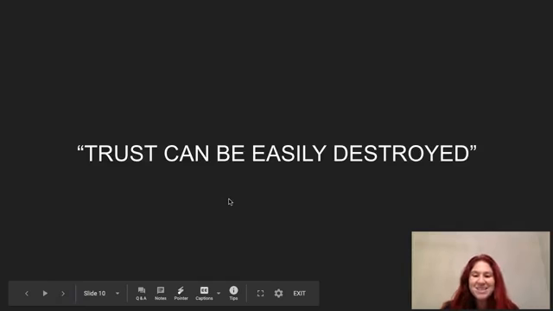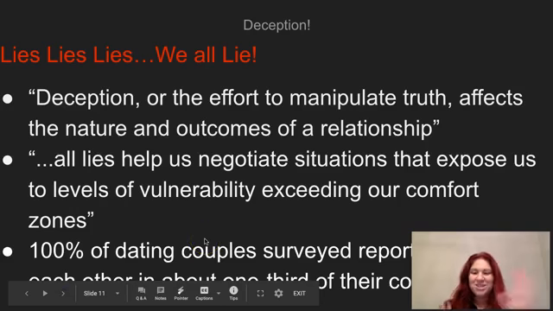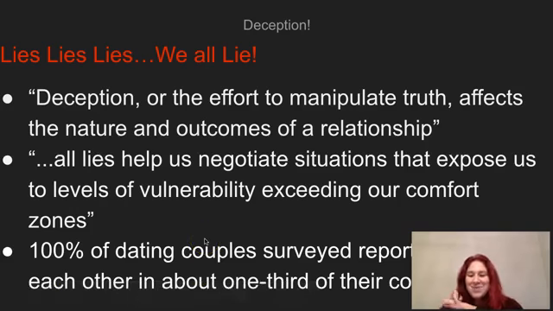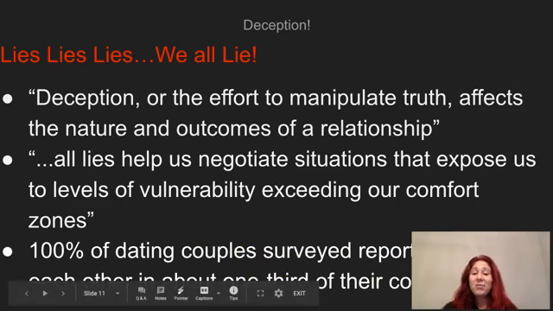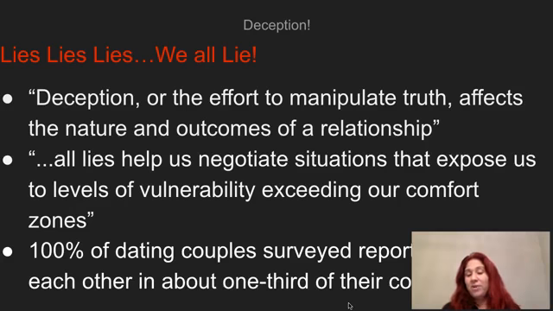Okay, trust can be easily destroyed, and let's move into why. Because of deception. So, lies. We all lie, we totally do. Deception, or the effort to manipulate the truth, affects the nature and outcomes of relationships, so not great. All lies help us negotiate situations that expose us to levels of vulnerability exceeding our comfort zones. And 100% of dating couples, a stat I thought was really interesting, reported lying to each other in about one third of their conversations.